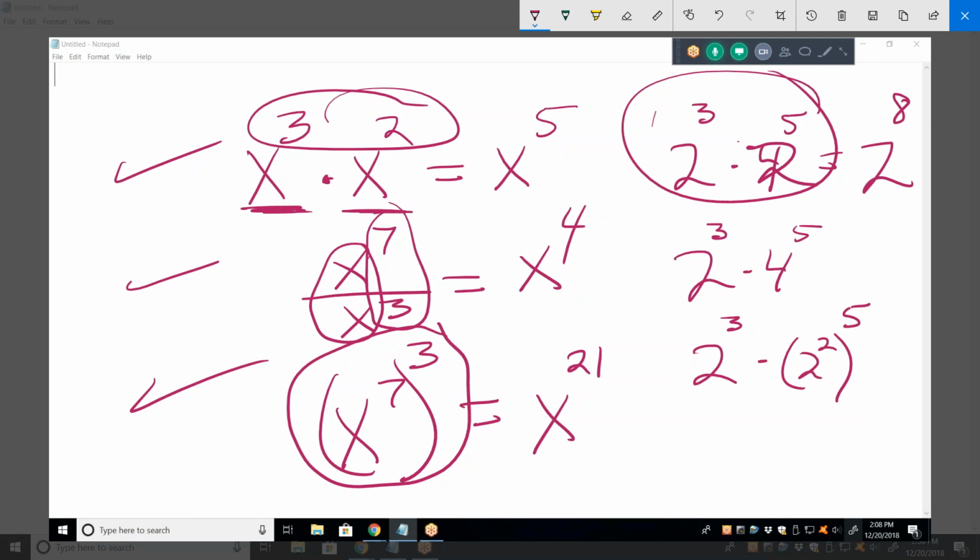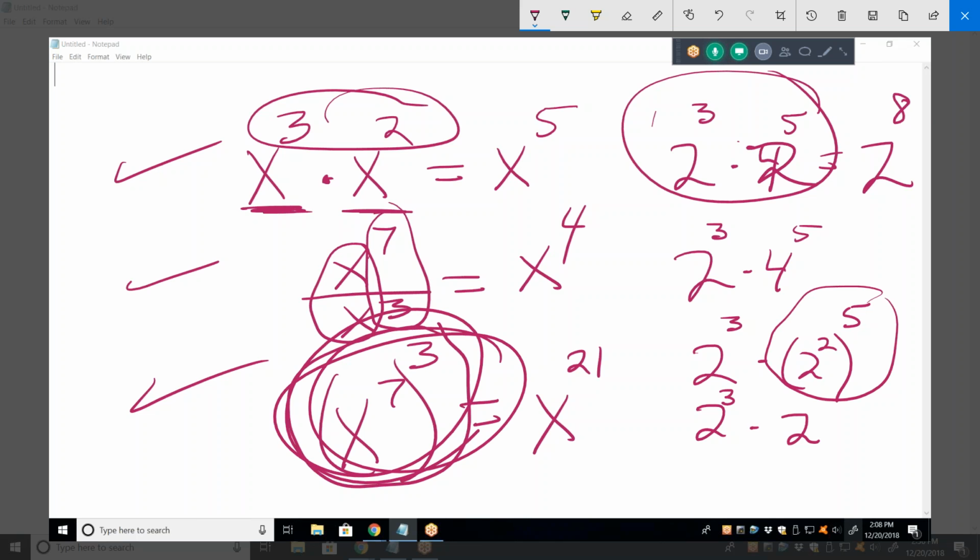Is that the same thing? Okay. Yes, it is. 2 cubed times 4 to the 5th is the same as 2 cubed, and I'm just writing 4 in a different way. I'm writing it as 2 squared. So now I got 2 cubed times what? Multiply exponents. You're doing double exponentiation. That's this scenario over here.